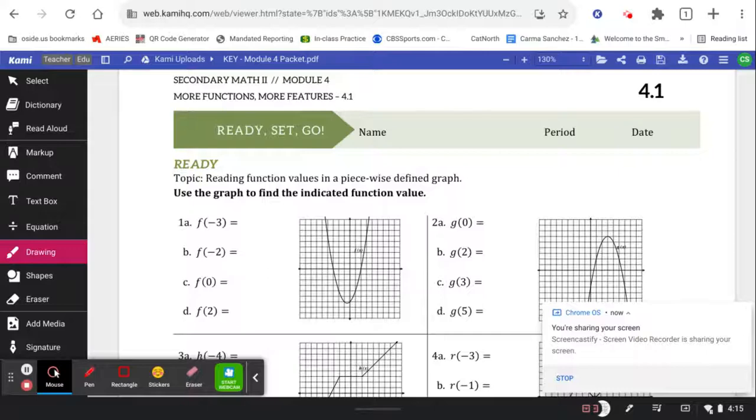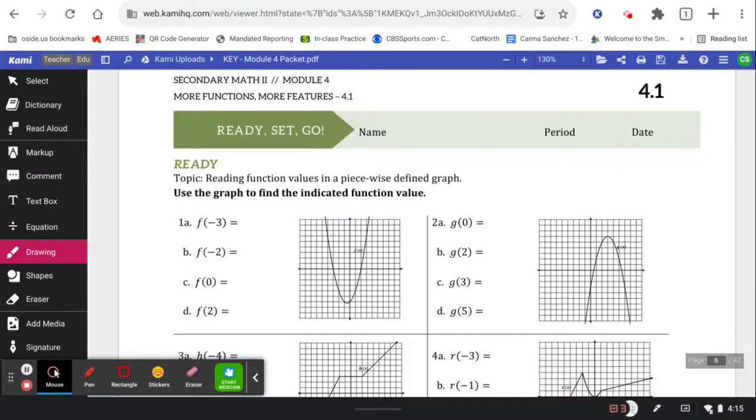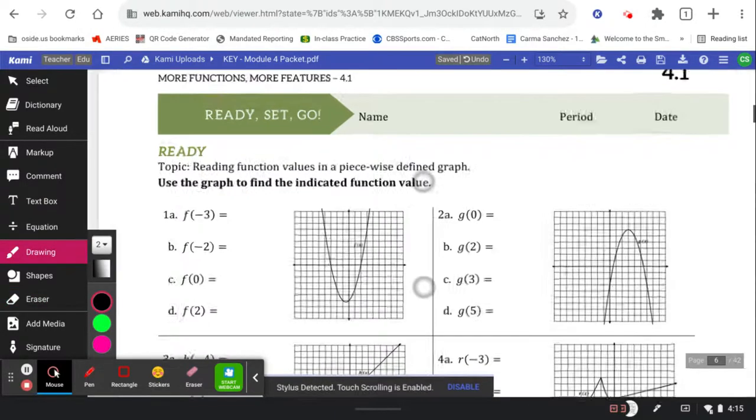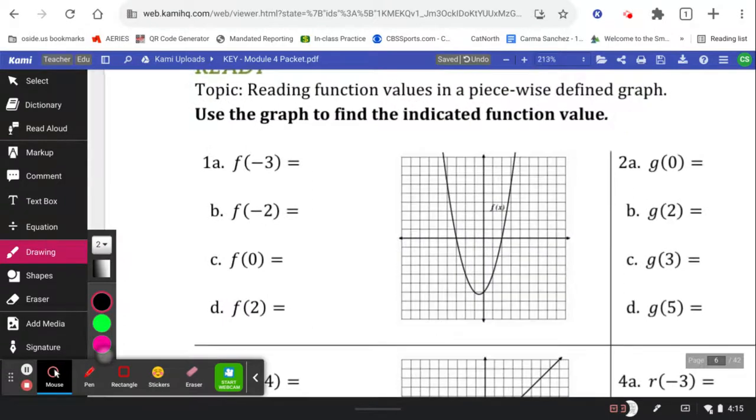Okay, on this Ready section of our homework, they're giving us an input, or an x value, like this x is -3, and they want the output. So let's take a peek at this graph. I'm going to zoom in here for you. After this first example, 1ABC, I want you to pause the video and see if you can try a couple on your own.